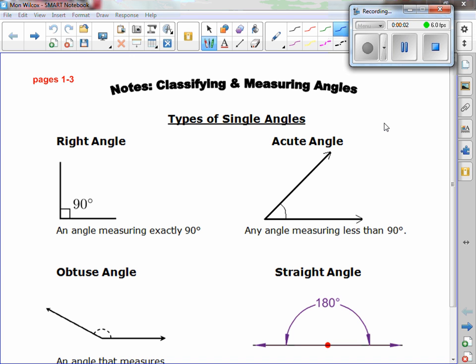Today's lesson is over classifying and measuring angles. These notes can be found on pages 1 through 3 in your notebook. A few of the things that we'll be talking about today are from 6th grade, so you may remember them once we start talking about them, and there are a few new concepts as well.